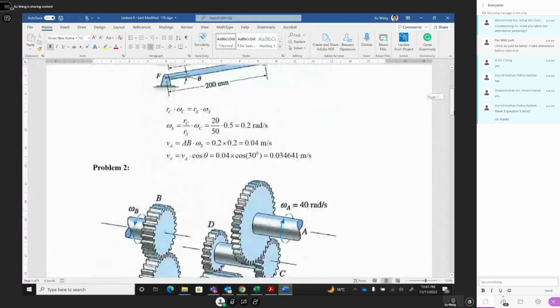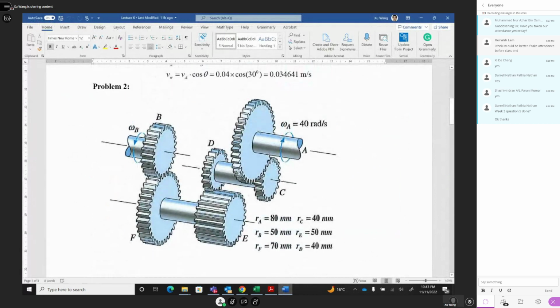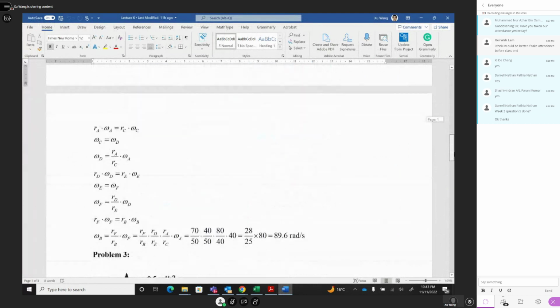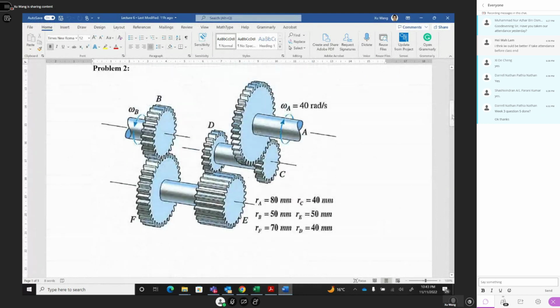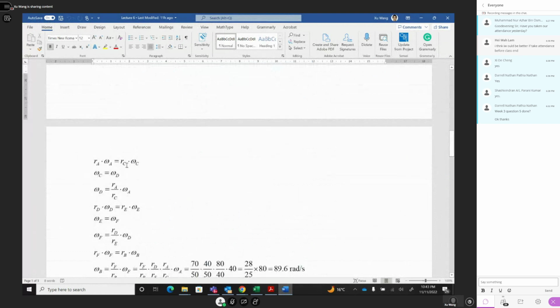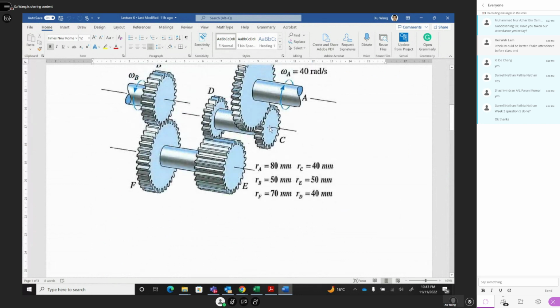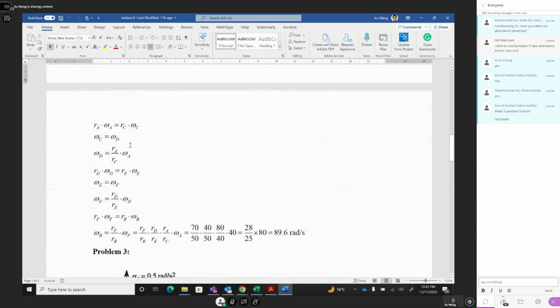We start with every paired mesh. For gear A meshed with gear C, we have the mesh formula RA omega A equals RC omega C. And we know omega C and omega D are equal to each other. So you solve omega C equals RA divided by RC times omega A. Because omega C equals omega D, omega D equals this same expression.